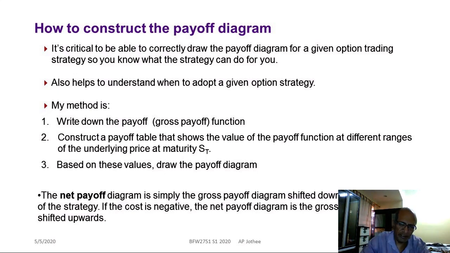The net payoff diagram is simply the gross payoff diagram shifted downwards by taking into account the cost. That's the premium you pay for the strategy. Of course, when you buy a stock, you don't pay any premium. But when you buy an option on that stock, then you have to pay a certain amount of premium. That could shift the profit payoff a little bit downwards or upwards based on what position you are taking in the options. If the cost is negative, then the payoff diagram is the gross payoff diagram shifted upwards, right? How come the cost can be negative? That means you are shorting the option and you are receiving the premium.